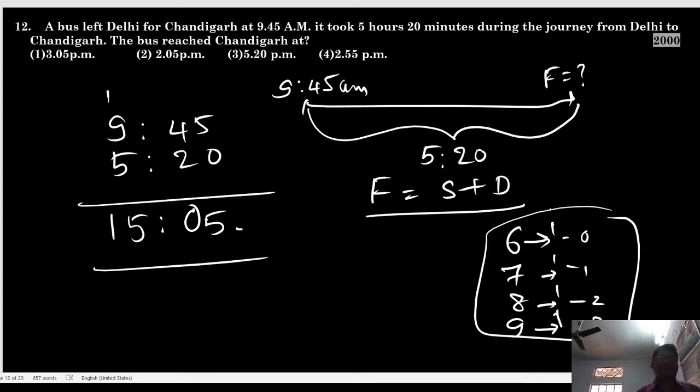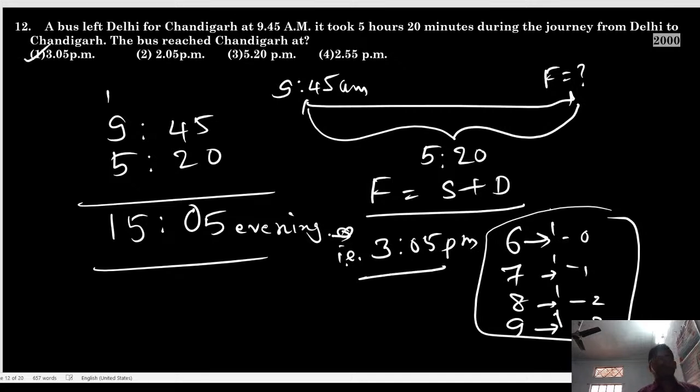15 hours 5 minutes means this is evening. Evening means 3:05 p.m. That is 3:05 p.m. Option 1.